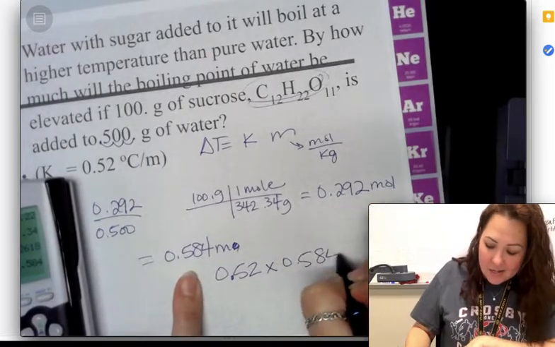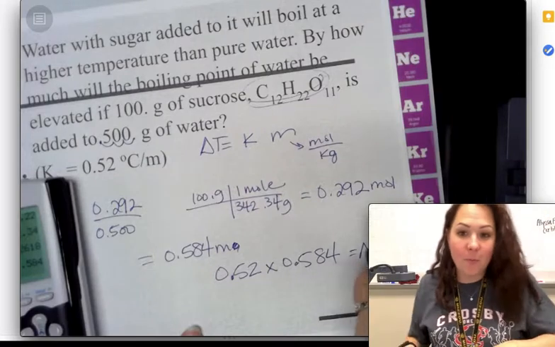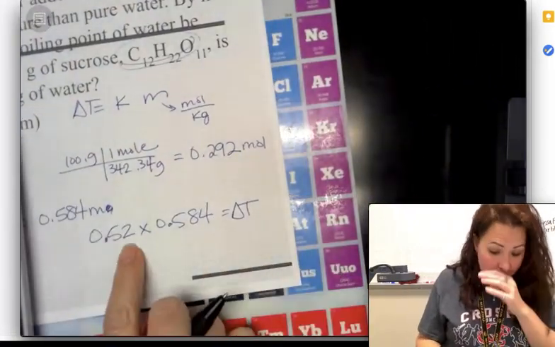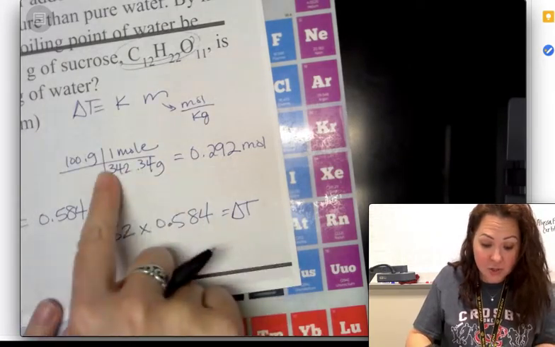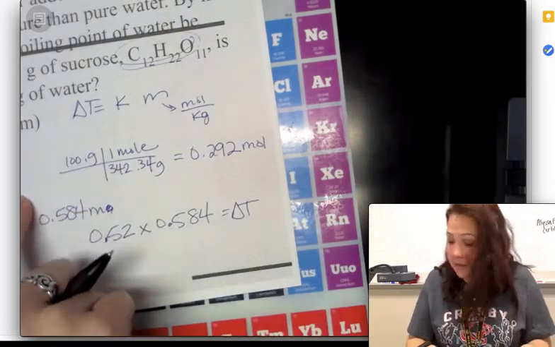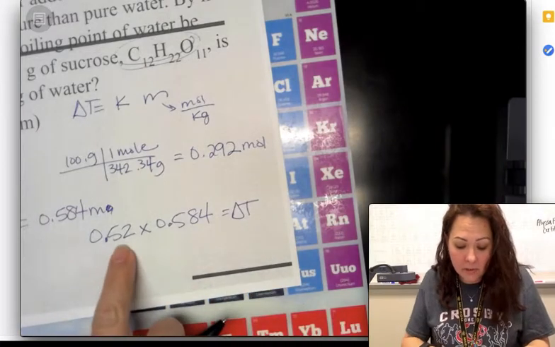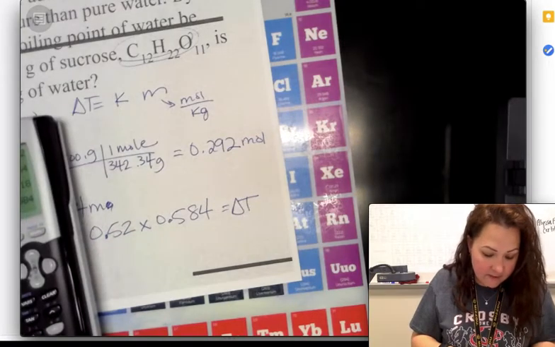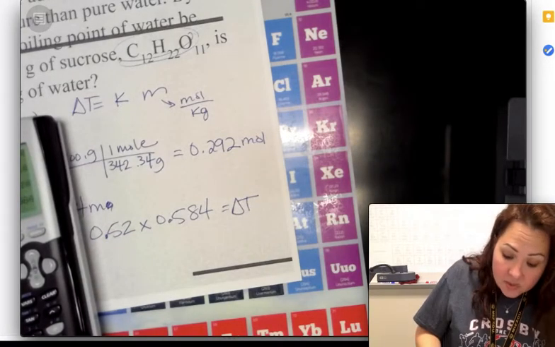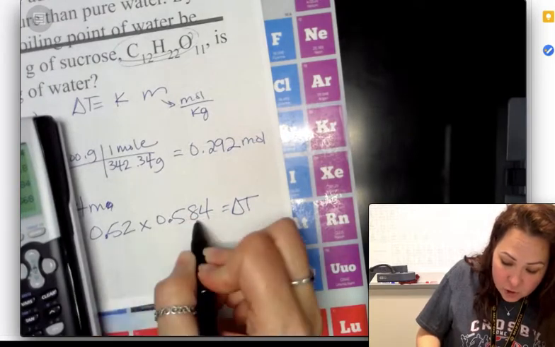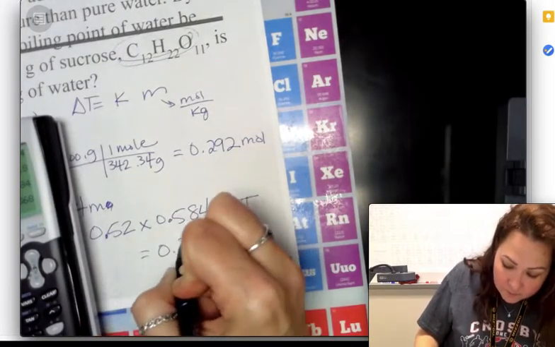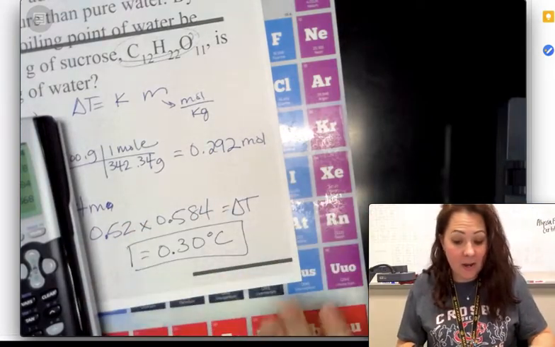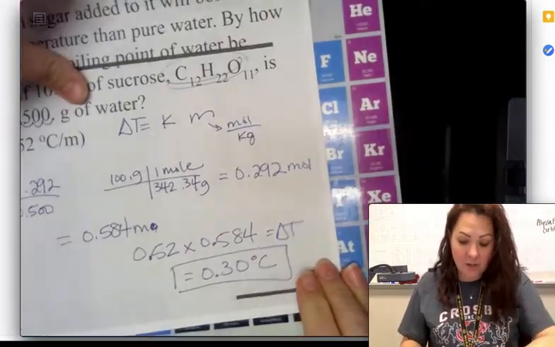0.584 is going to give me my delta T for my change in temperature. I don't know if you heard me or not, but I found my moles. I took my moles divided by my kilograms, and that's going to give me my little m times my K value. So I have 0.52 times 0.584. This one has 2 sig figs, that has 3 sig figs, so 2 sig figs is 0.30, and that is degrees Celsius. It only asked me to find my change in temperature.